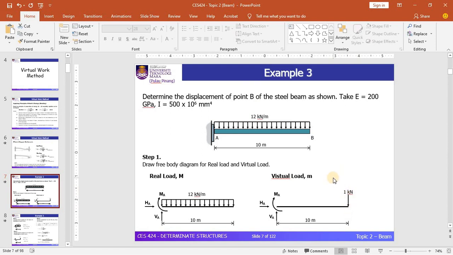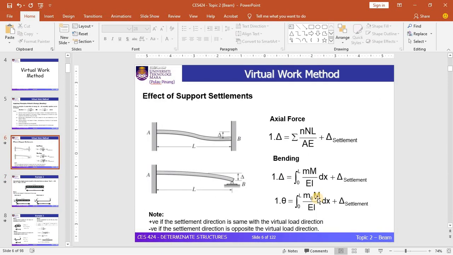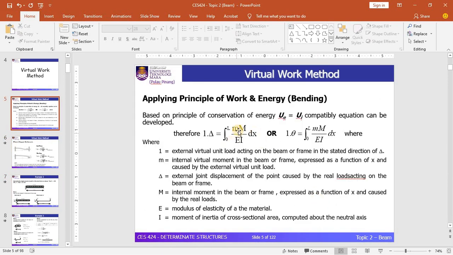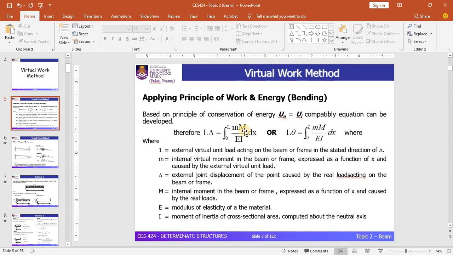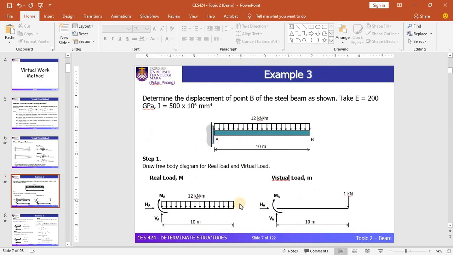And the next process is to determine the equation of moment that I have shown in the equation, the small m and the capital M. The small m refers to the equation that you get from the visual diagram. Meanwhile, the capital M you can obtain from the actual or real diagram. So the next step is to get the equation of moment based on this diagram.